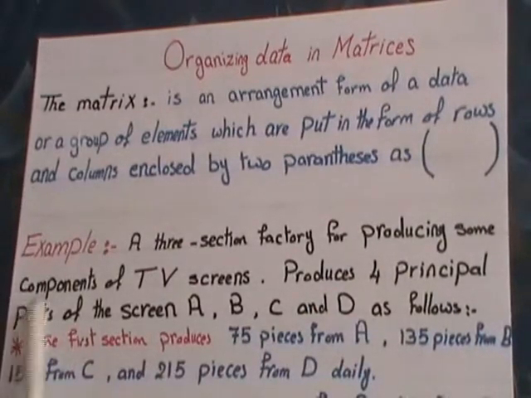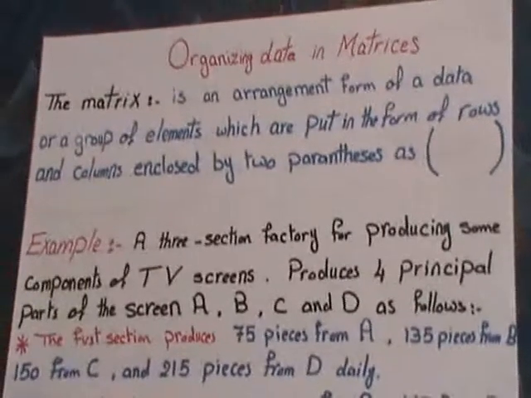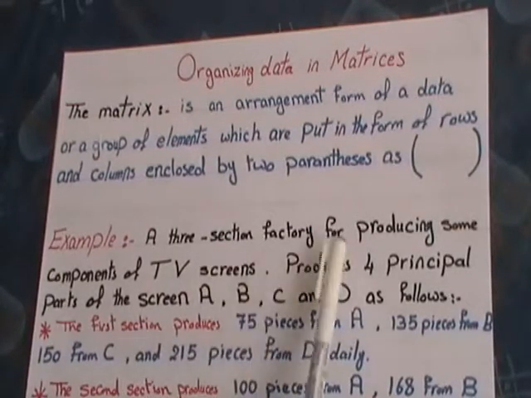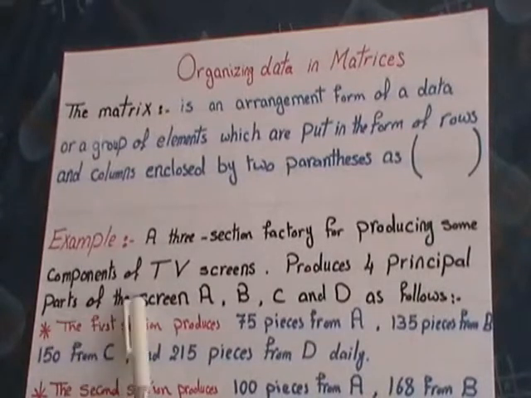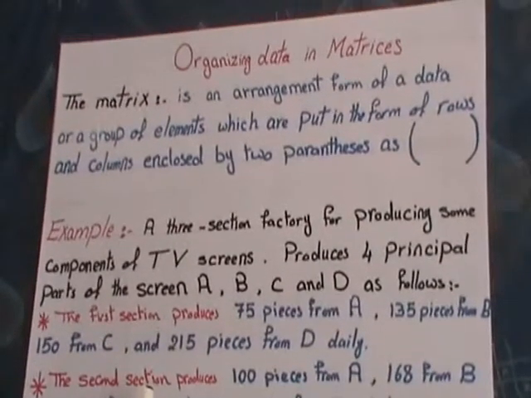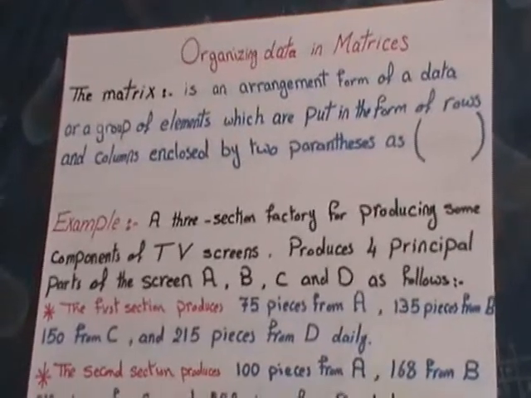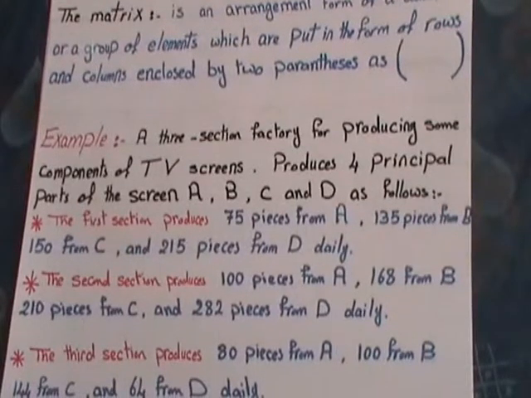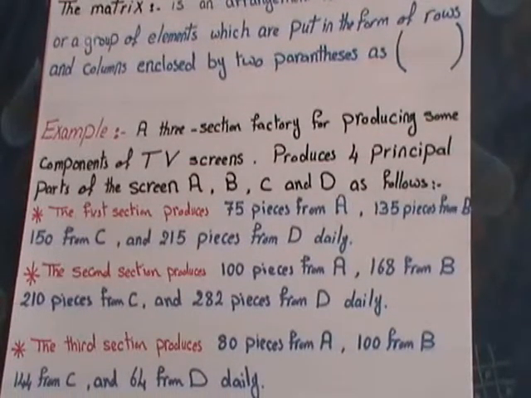An example shows a life application of the matrix, the use of matrices in our life. A three-section factory for producing some components of TV screens produces four principal parts of a screen: A, B, C, and D, as follows. The first section produces 75 pieces from A, 135 pieces from B, 150 pieces from C, and 215 pieces from D.